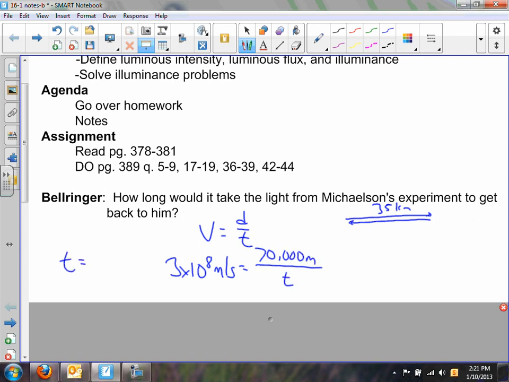How much time does it take light to travel 70,000 meters? So if you divide your 70,000 by 3 times 10 to the 8th meters per second, you get 2.3 times 10 to the negative 4th seconds.